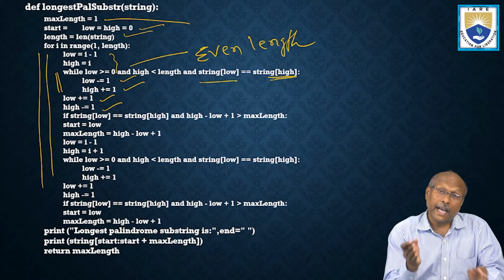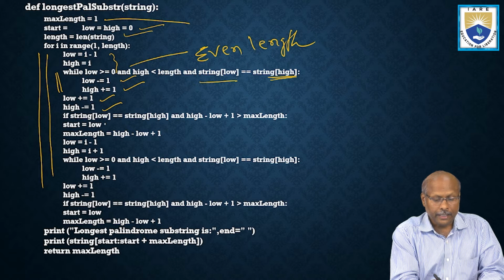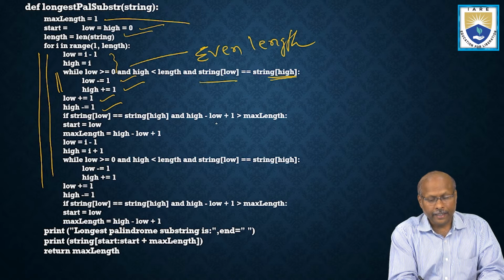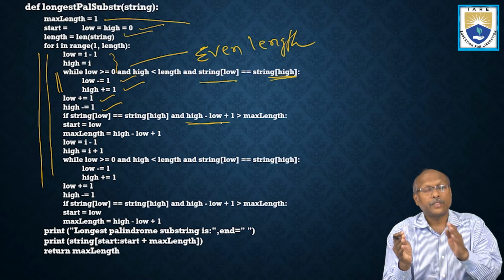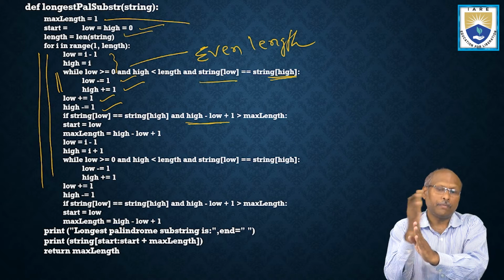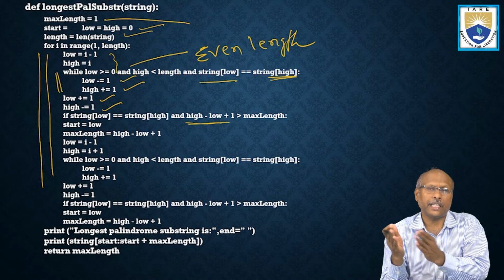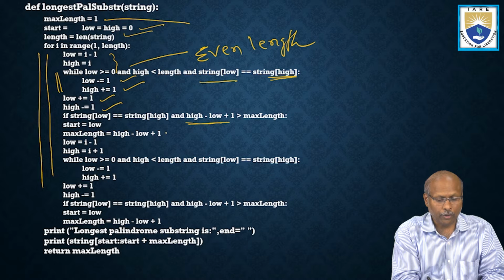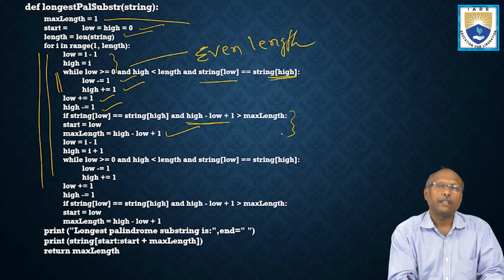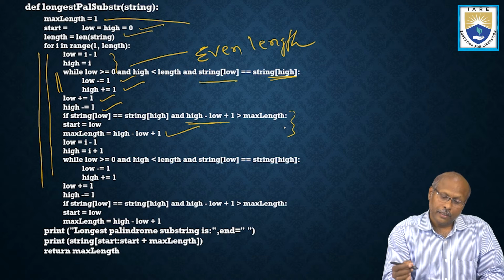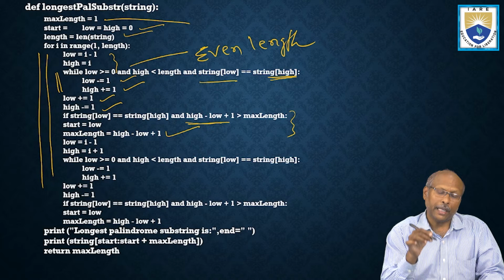After that, I have to find the length. So what is the length? How to find the length of the substring? Higher index minus lower index plus 1, that gives the length. So this is the way I found the length also. So up to this, I have found the length of the even palindrome.